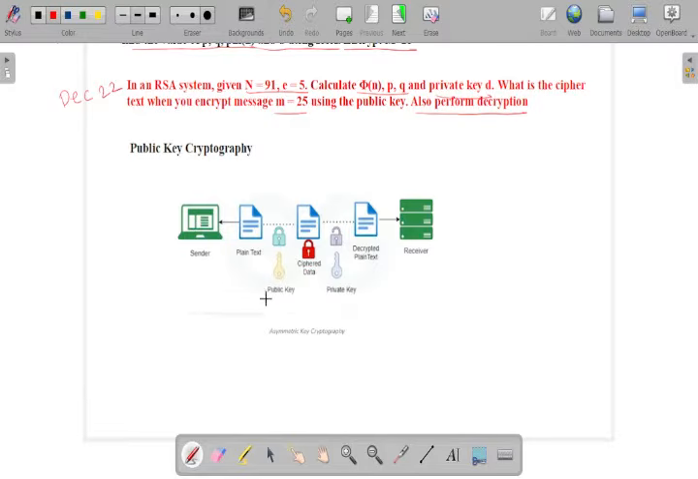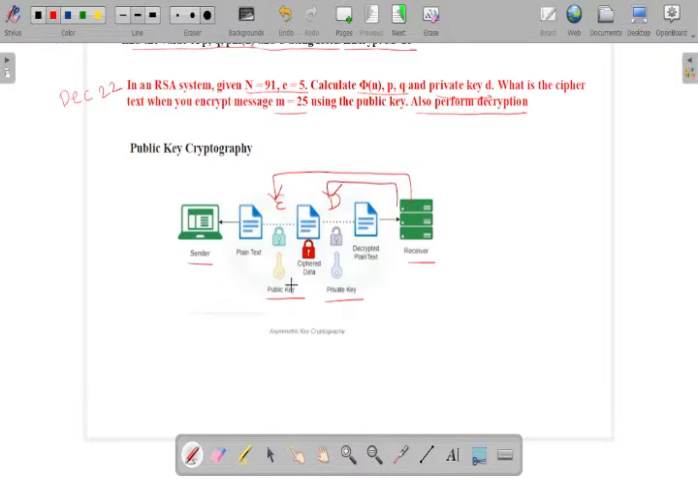Here the public key will be used for encryption process and the private key will be used for decryption process. So there are two users, that is sender and receiver. The receiver's public key will be used for encryption and the receiver's private key will be used for decryption process.